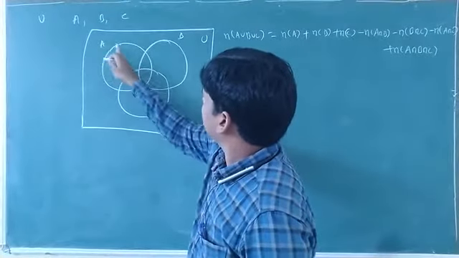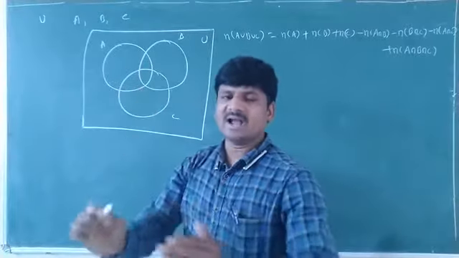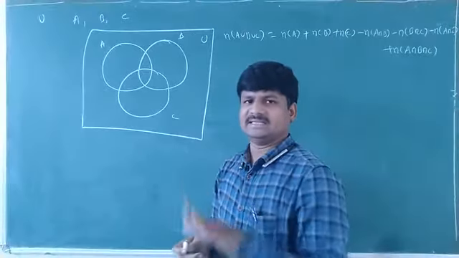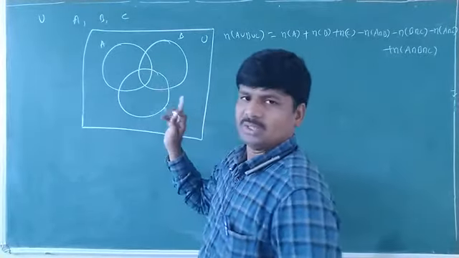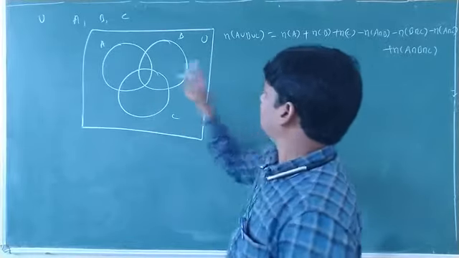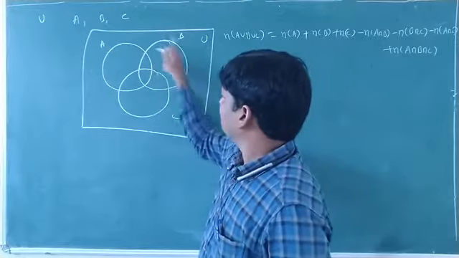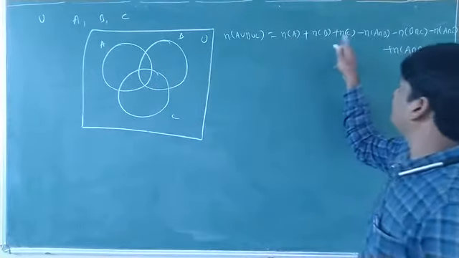A union B union C is this total, the combining of set A, set B and set C. Joining of these three sets. So how will we write this? A union B union C: number of A, all the elements in A, plus all the elements in B, plus all the elements in C. That means number of A plus number of B plus number of C.